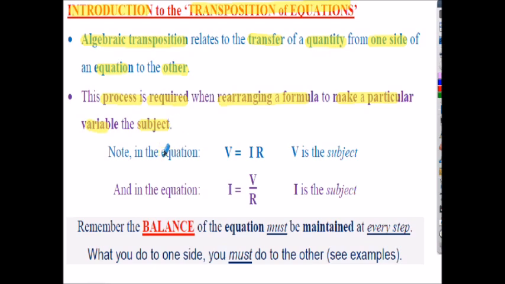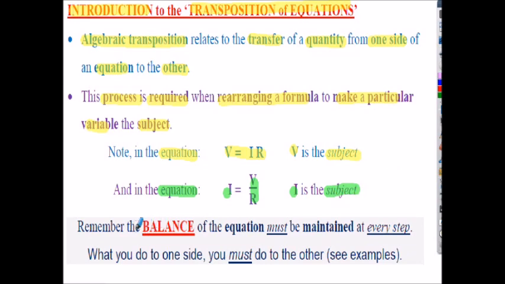So if we consider the standard equation for Ohm's law, V is equal to IR, V in this equation is classified as the subject of the equation, and the subject is usually written on the left-hand side of the equation. In this transposed form of the equation, we've got I is equal to V divided by R. Now I is classified as the subject of the equation. So in the first equation, voltage, V was the subject of the equation. In the second equation, I, the current, was the subject of the equation.